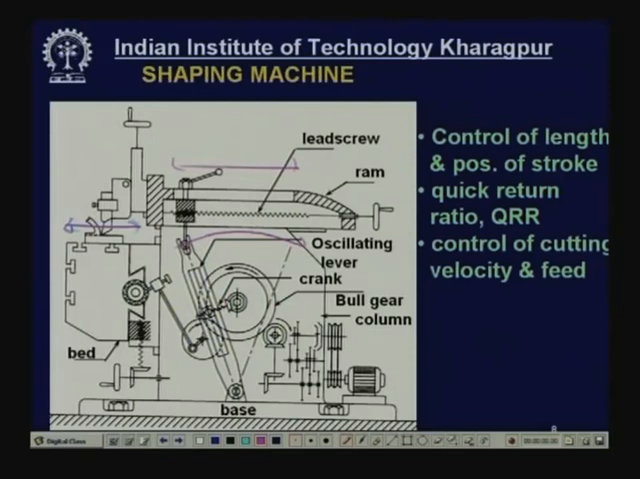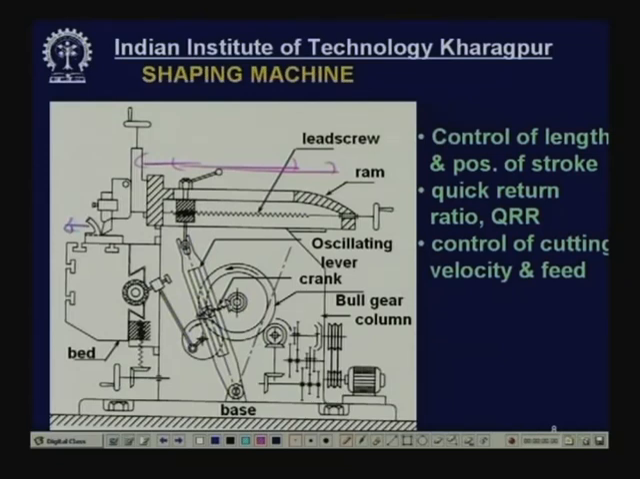Now, if this crank length is increased, then the lever will be oscillating over a wider distance. So, this stroke length will increase. That means the crank length has to be increased, the distance of this nut from the center. How can this be done? This will be done by rotating this bull gear, this bevel gear.